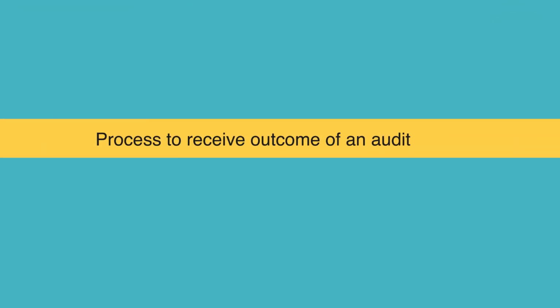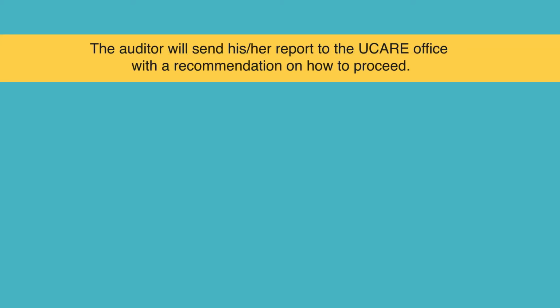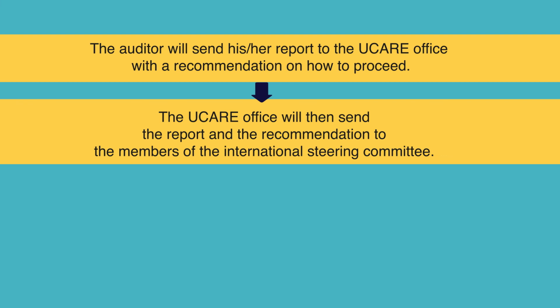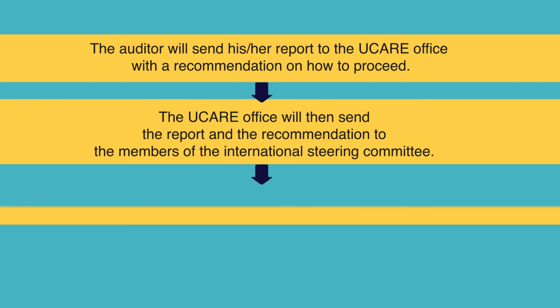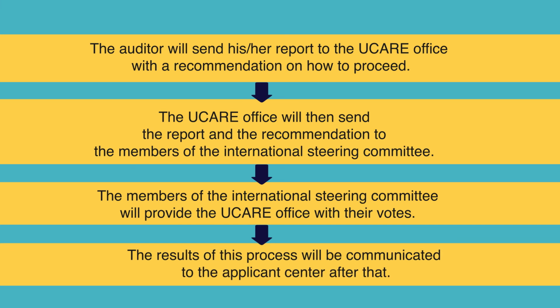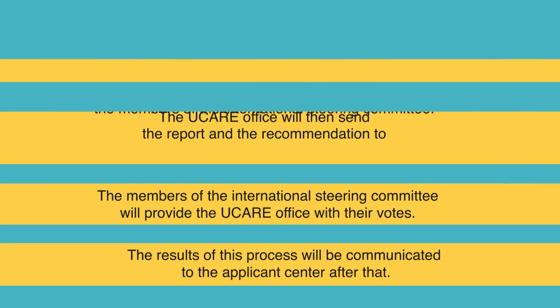Process to receive outcome of an audit. The auditor will send his or her report to the UCARE office with a recommendation on how to proceed. The UCARE office will then send the report and the recommendation to the members of the International Steering Committee. The members of the International Steering Committee will provide the UCARE office with their votes, and the results of this process will be communicated to the applicant centre after that.